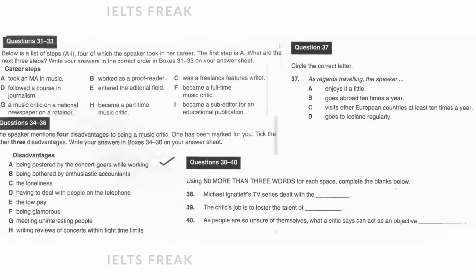After a couple of years freelancing, rather than moving into the editorial field in journalism, I was given the rare opportunity to become a music critic on a national newspaper, on a retainer. For those of you who don't know what it is, a retainer is a fixed yearly sum paid for a certain number of, in my case, concert reviews. Cheap labour was a prestige thrown in by way of compensation.